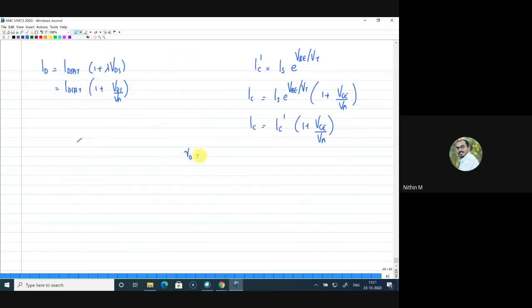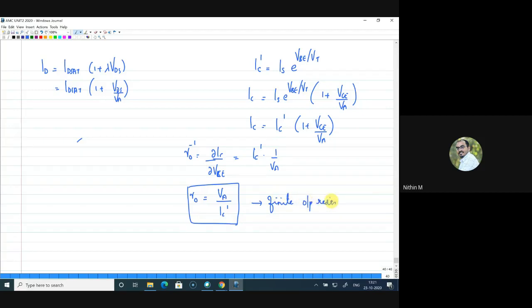To calculate it, R naught inverse can be calculated as dou IC by dou VCE. If I do that here, it will be equal to IC dash into 1 by VA, or I can say R naught is equal to VA by IC dash. So this is the finite output resistance. This has to be included in the model across the ideal current source.